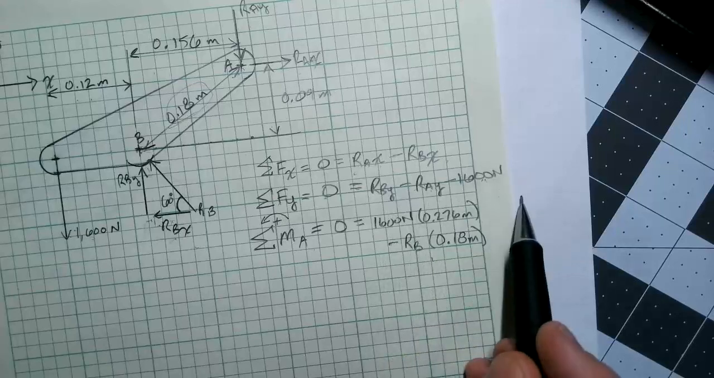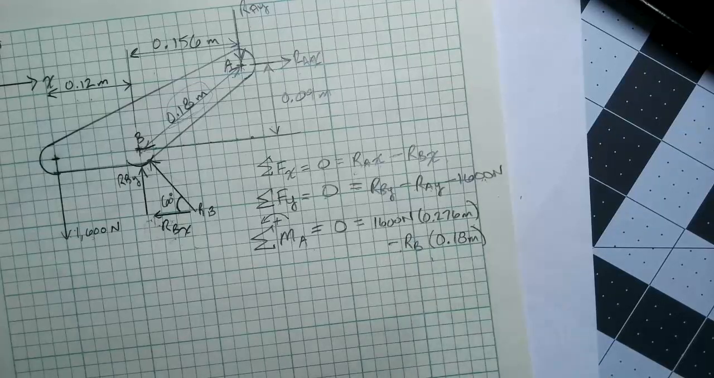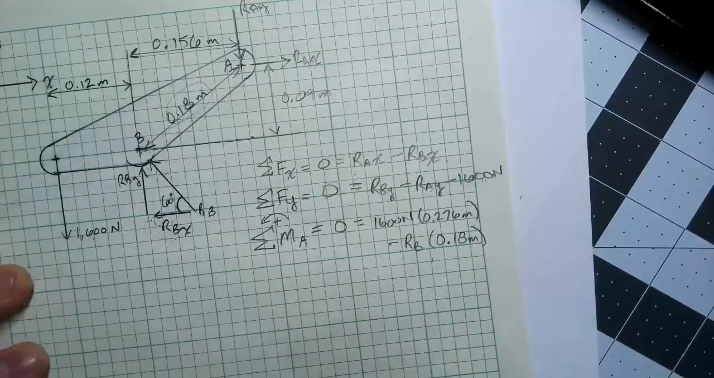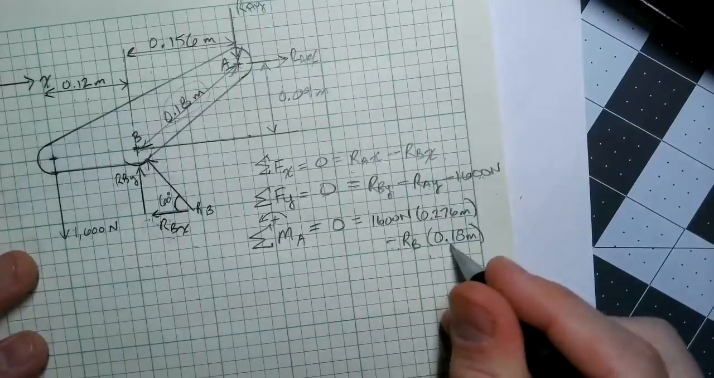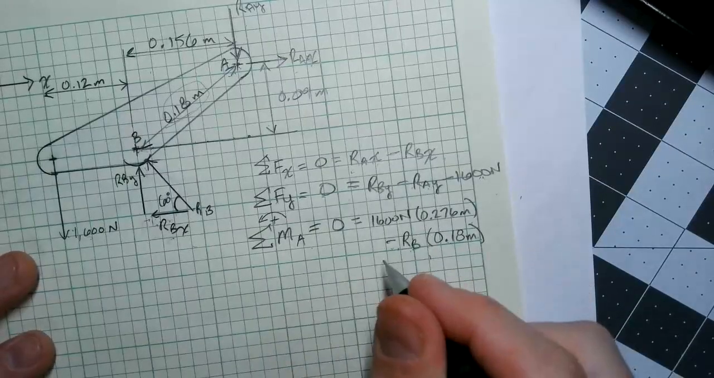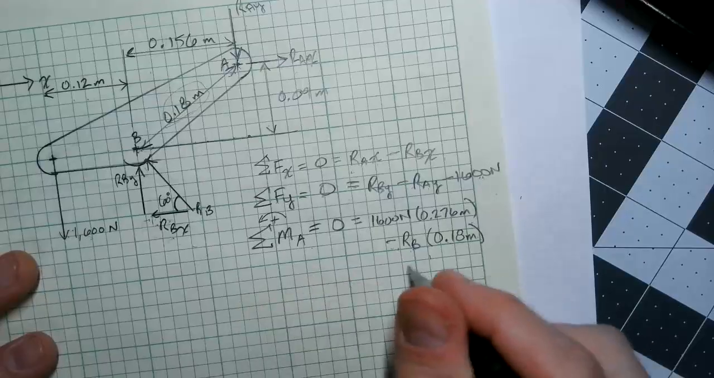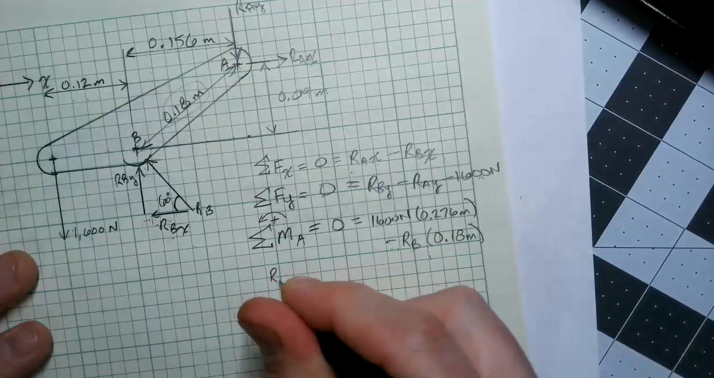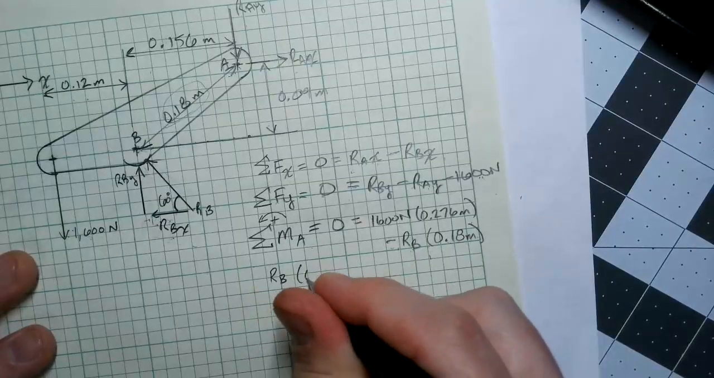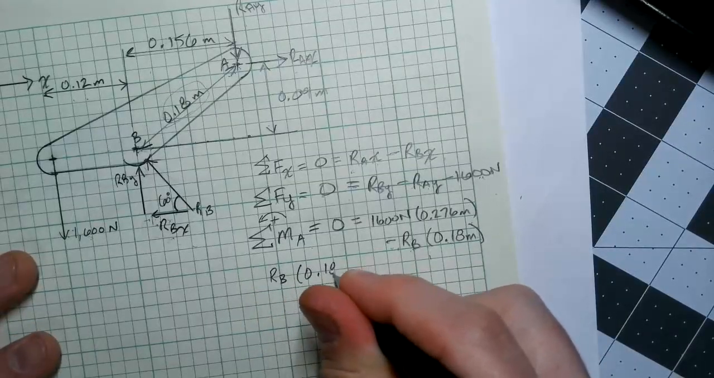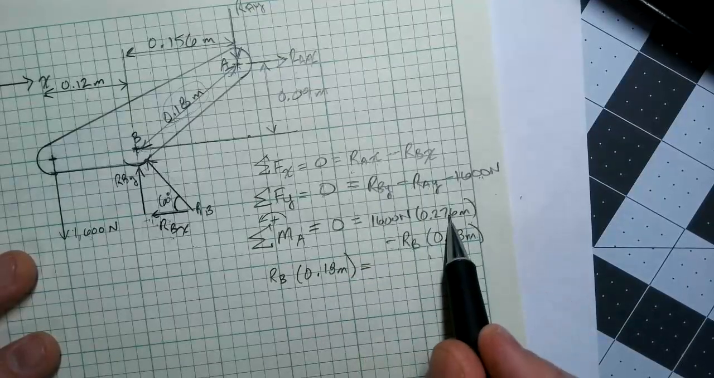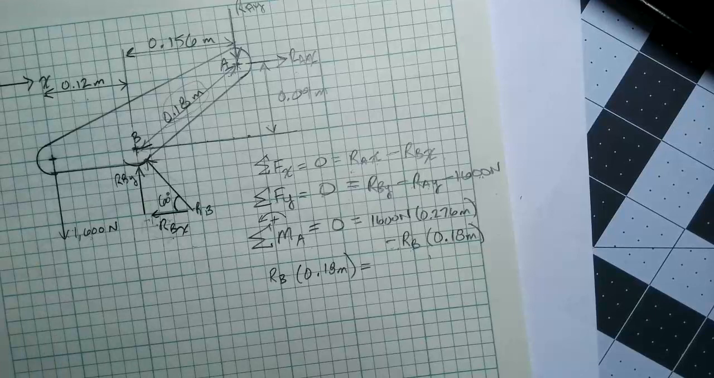So in the first equation, we have two unknowns, can't solve that. Second equation, two unknowns, can't solve that. But the third equation, we can solve. So let's solve for RB. We'll take the RB times 0.18 meters and move that to the other side of the equation, basically adding it to both sides. And we get RB times 0.18 meters is equal to 1600 times 0.276. Let's do that math.